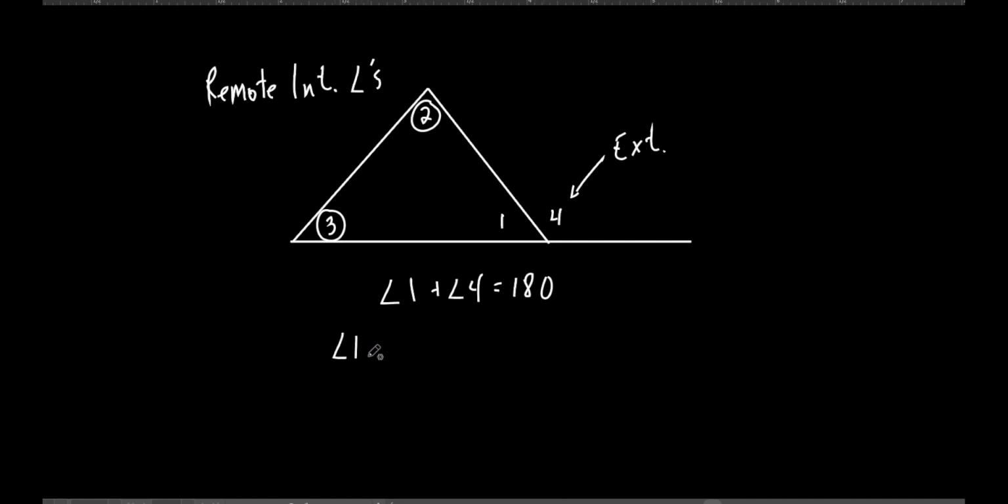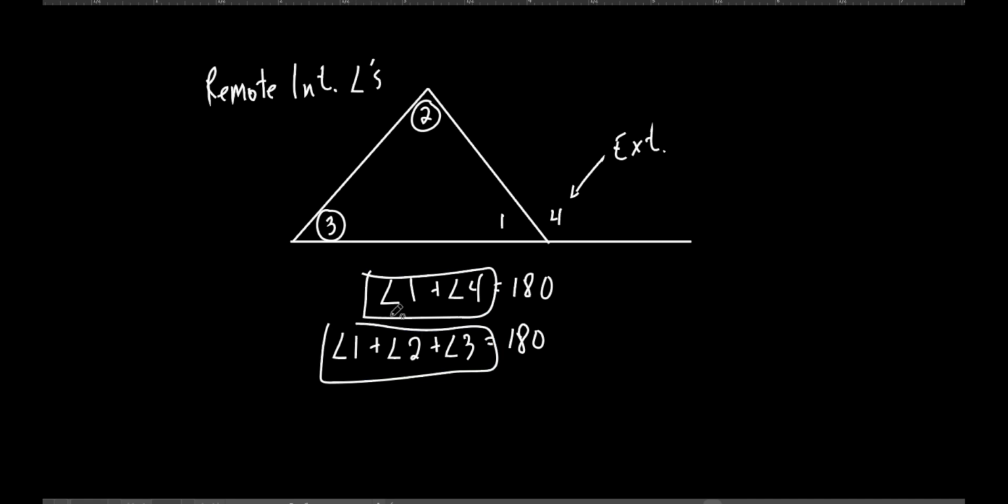So let's write that down. Angle 1 plus angle 2 plus angle 3. What is that? 180. Did we talk about this yesterday? If this equals 180 and this equals 180, what must be true about this stuff and this stuff? They must equal what? No, no numbers. They equal each other. That's right. They're equal to each other. Everybody see that? So if that equals 180 and this equals 180, then these two are equal to each other.